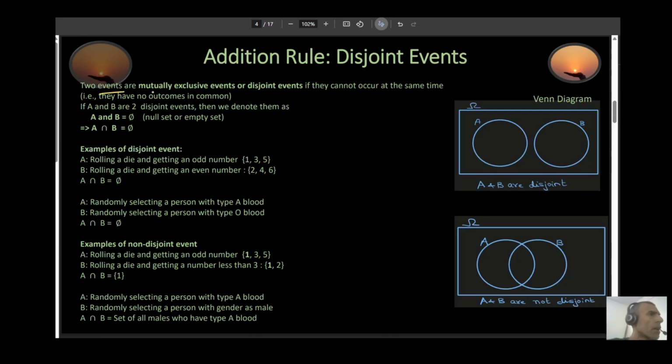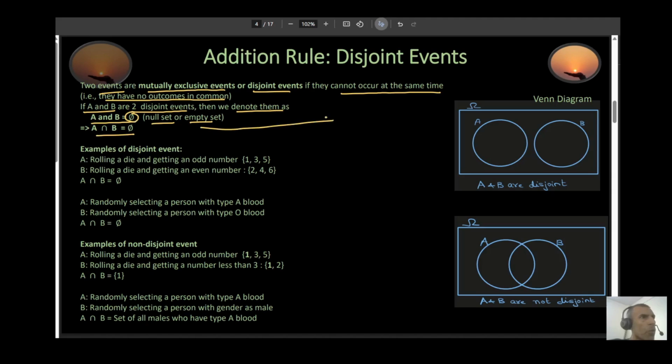Now, two events are mutually exclusive or disjoint if they cannot happen at the same time. In other words, they have no outcomes in common. If A and B are two disjoint events, then we denote this as A and B equal to null. This is referred to as a null set or empty set. Another way of writing this is A intersection B equal to the null set. You can also represent this through a Venn diagram. This is my sample space, which contains everything, and I draw a diagram like this that denotes my A and B. In this case, you can see that A and B are disjoint.